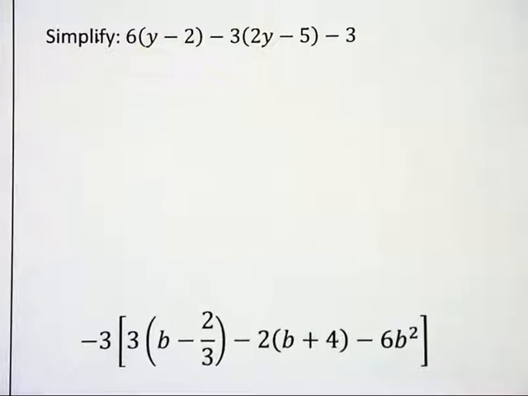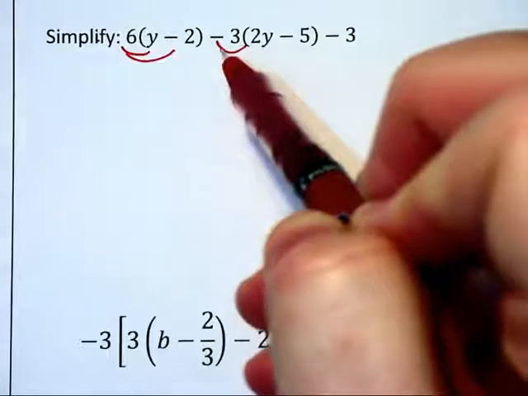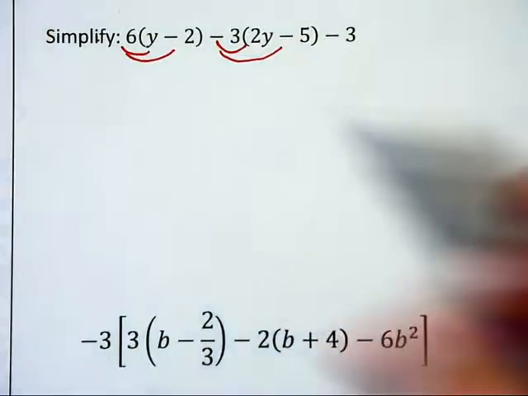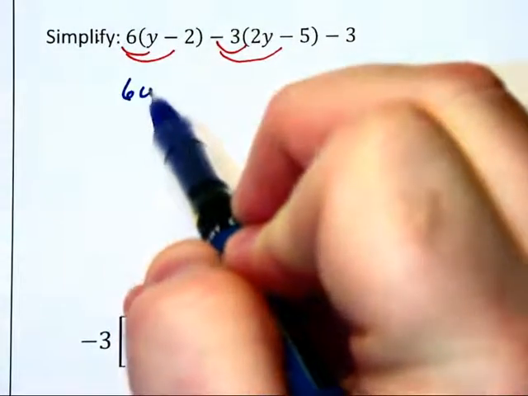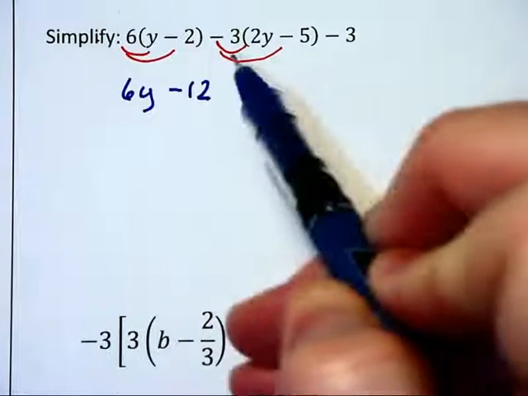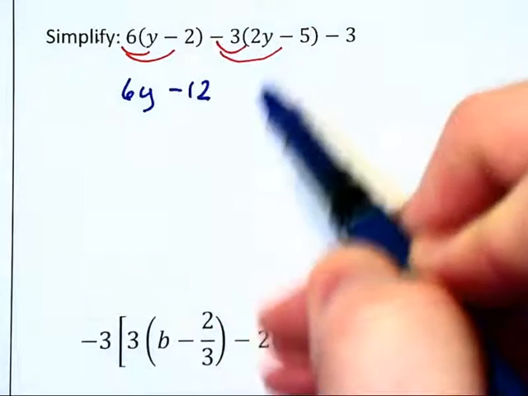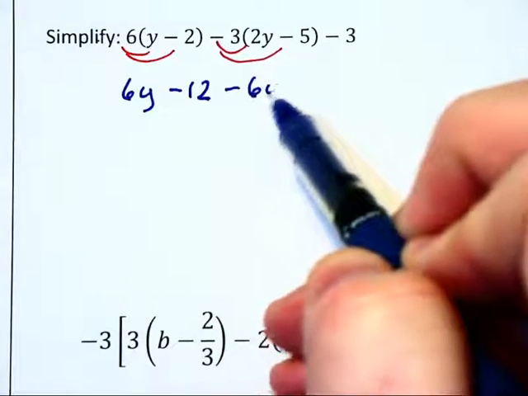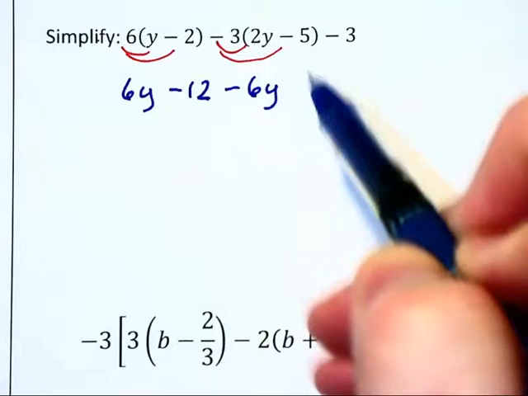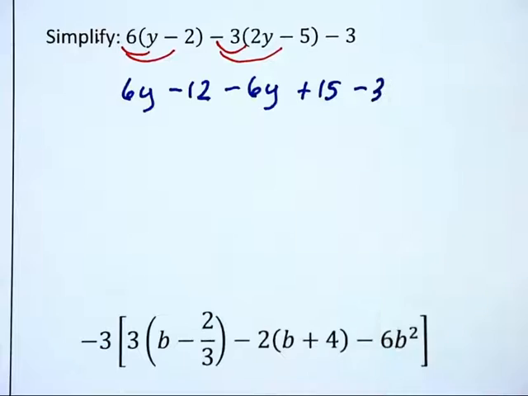Here we go with another one. We're going to distribute the 6 and then distribute the -3. So 6 times y is 6y. 6 times -2 is -12. Then -3 times each term inside the second parentheses. -3 times 2y is -6y. And -3 times -5 is +15. And then bring down the -3.